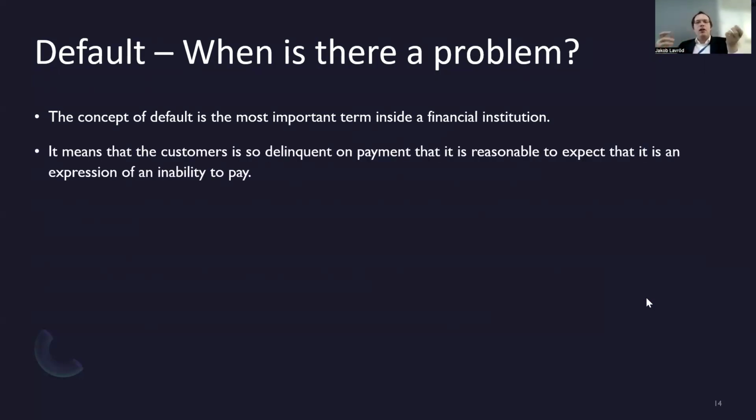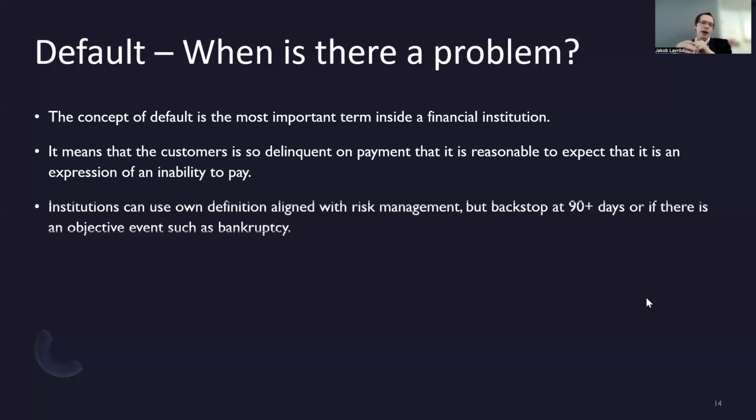Basically, it means a customer that's so delinquent, because if you're 1 day delinquent, that might be just some problem with the payment system, all sorts of things. But if you're a customer that's really delinquent, and you've tried contacting them and there's no response, or they don't want to communicate with you, or they tell you that they cannot pay you, there is a problem. There is something that you will have to deal with in this context. You can then say that this probably is an expression of an inability or unwillingness to pay.